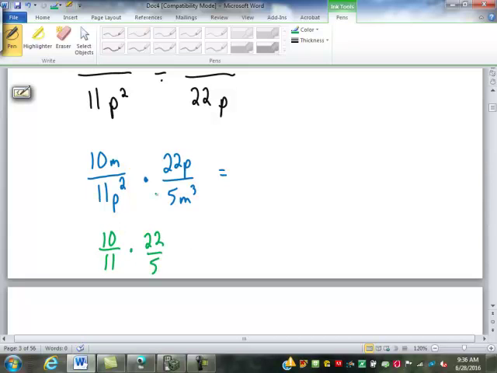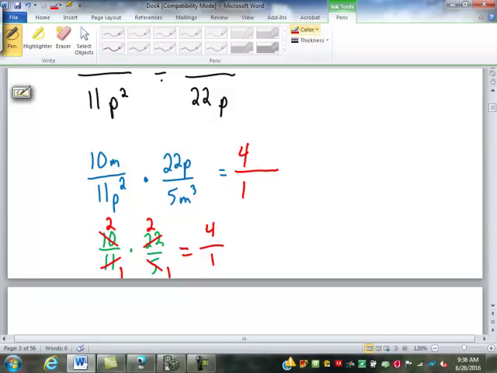Good. We're just taking out the numbers. And then simplify. 5 and 10, 2 and 1. Take out the 11 here, so we got 1 and 2. So what do we get? 2 times 2 is 4. 1 times 1 is 1. So 4 over 1. So we got 4 on top, 1 on bottom.